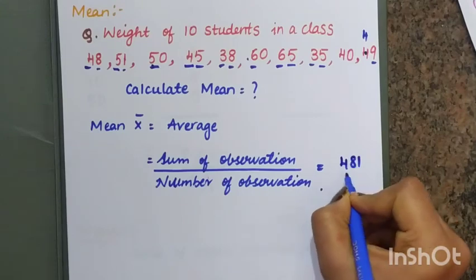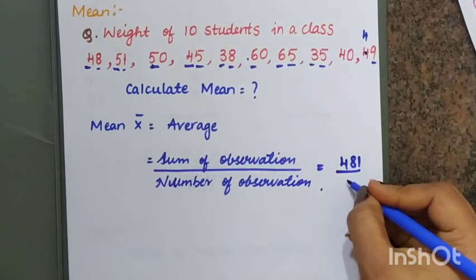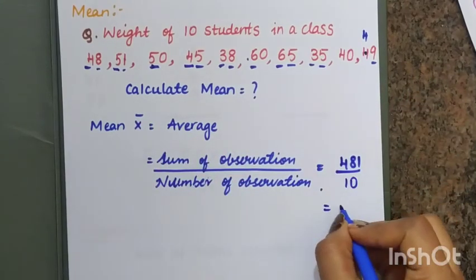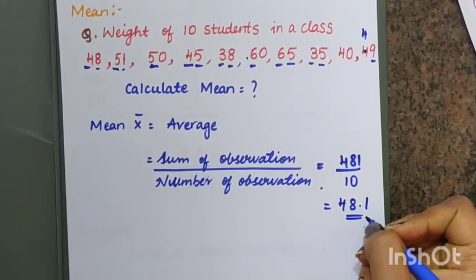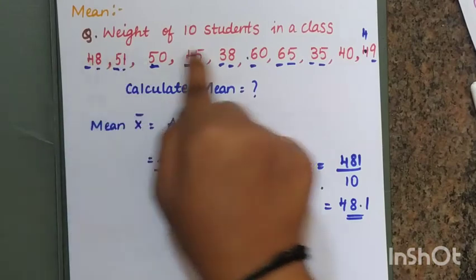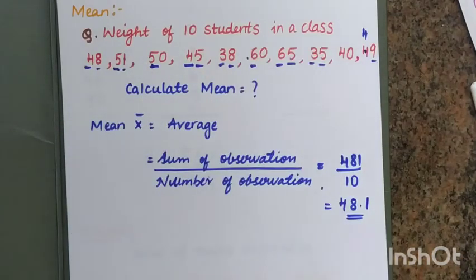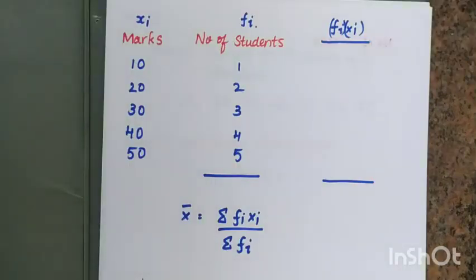481 we got. The number of observations here is 10. So hence 48.1. So again I am telling, you are supposed to add all the observations and divide by the number of observations. You can even call it the average also. So that was mean.